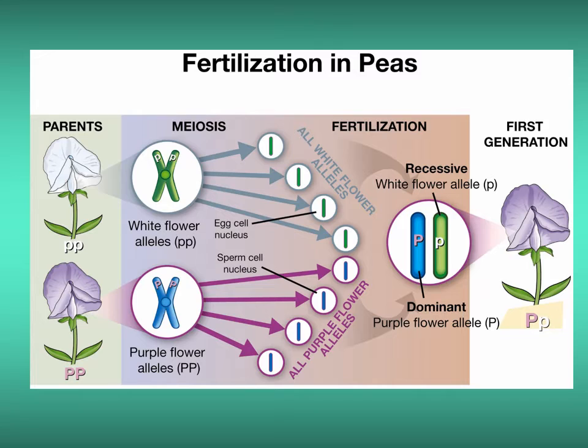Here's another picture of that. Here we've got our true breeders over here on the left, and their alleles separating out during meiosis. So each parent with the big P can only give big P alleles to their sex cells, and the little p can only give little p alleles to the sex cells. And then when those combine, your only possible combination is big P, little p. A heterozygous individual.